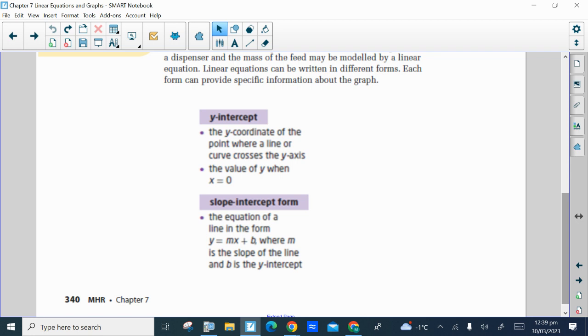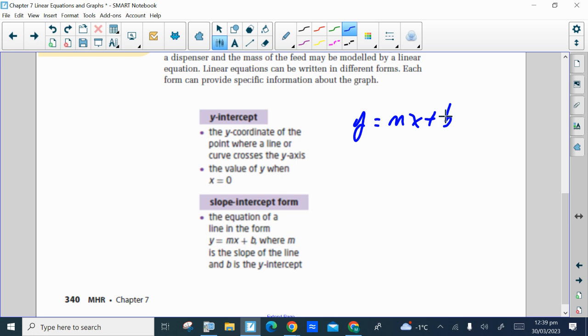And it can be found when x is 0, because to get to any point on the y-axis, you don't go left or right. You just go up or down. That is the reason that the x value is 0. So we're going to use that because the slope-intercept form of a line is in the form y equals mx plus b. This is the slope-intercept form of the line because it tells you two things. M, remember, we've used m before, it represents the slope of the line. And b tells you the y-intercept.